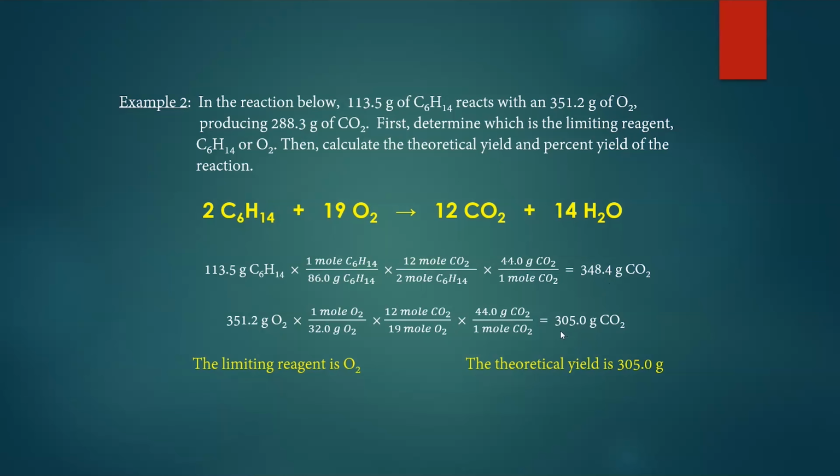As soon as we reach 305 grams of CO2, we've run out of oxygen, and so even though there's hexane left, there's really nothing we can do with it. So finally then, to get our percent yield, as we've talked about before, we divide the actual by the theoretical yield. So the 288.3 grams of actual yield divided by the 305 grams of theoretical yield, and we get a 94.5% yield.